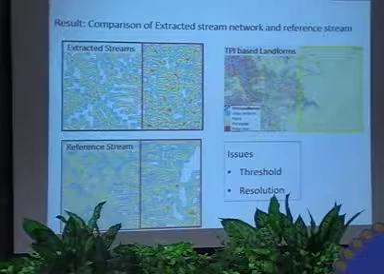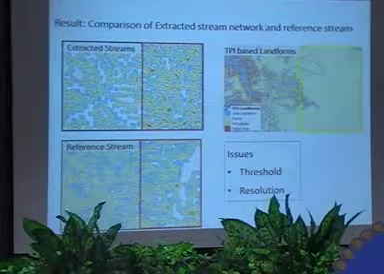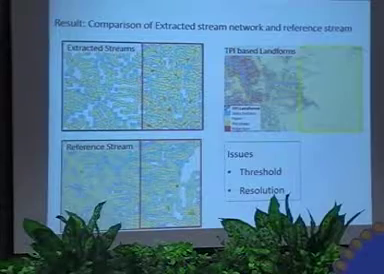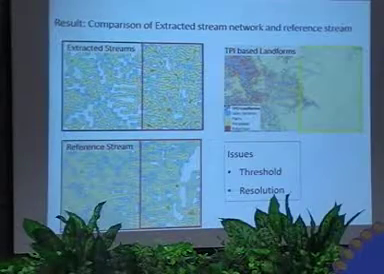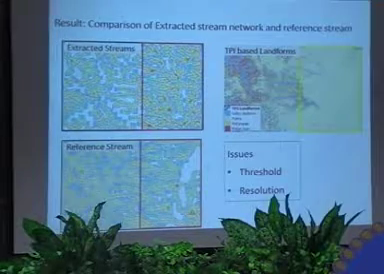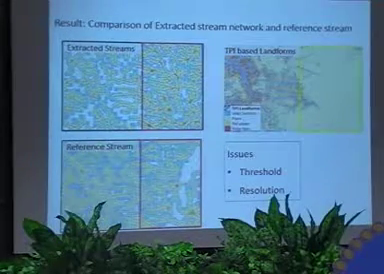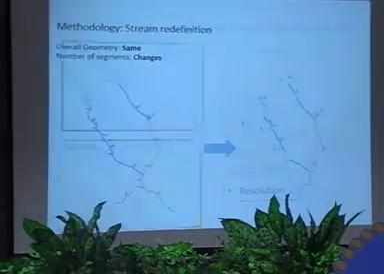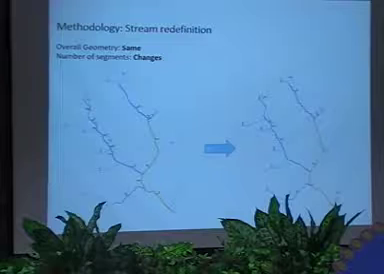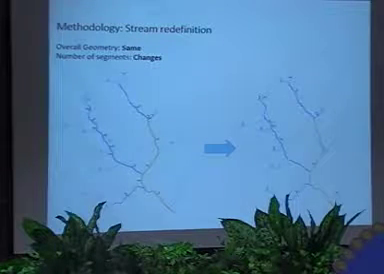So drainage normally is forced. If the data is not variable enough to capture these small variations, then we have this type of problem where the algorithms will force these drainage lines to appear. Alright, so the next thing is what I talked about, redefining the streams.